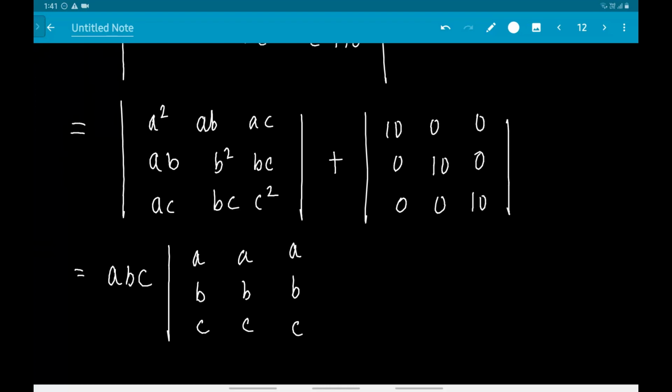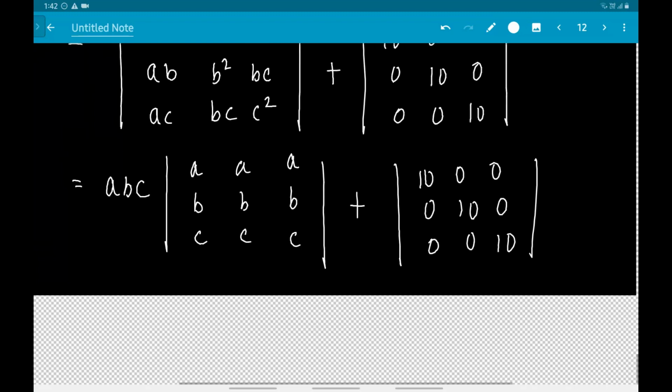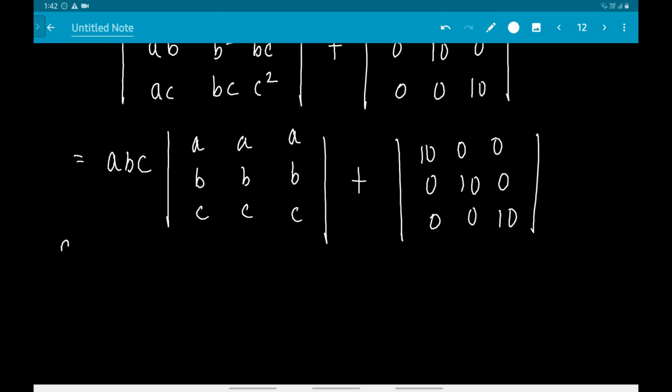Okay, this we will get plus 10 0 0, 0 10 0, and 0 0 10. Now you can see here actually C1 equal to C2 equal to C3. Now in determinant, we know that if two columns or three columns, that means more than one column, is equal, that means identical. Here the three columns are identical, so the value of the determinant will be 0.